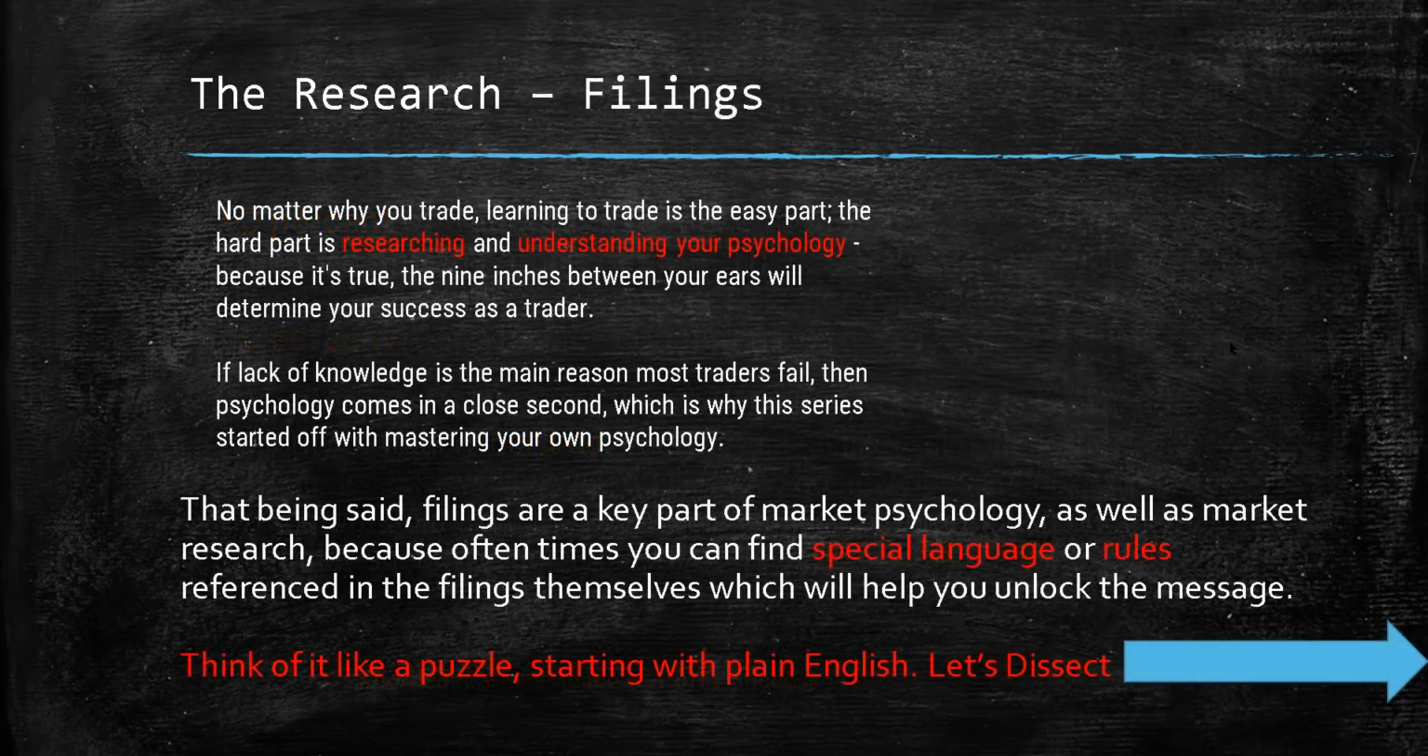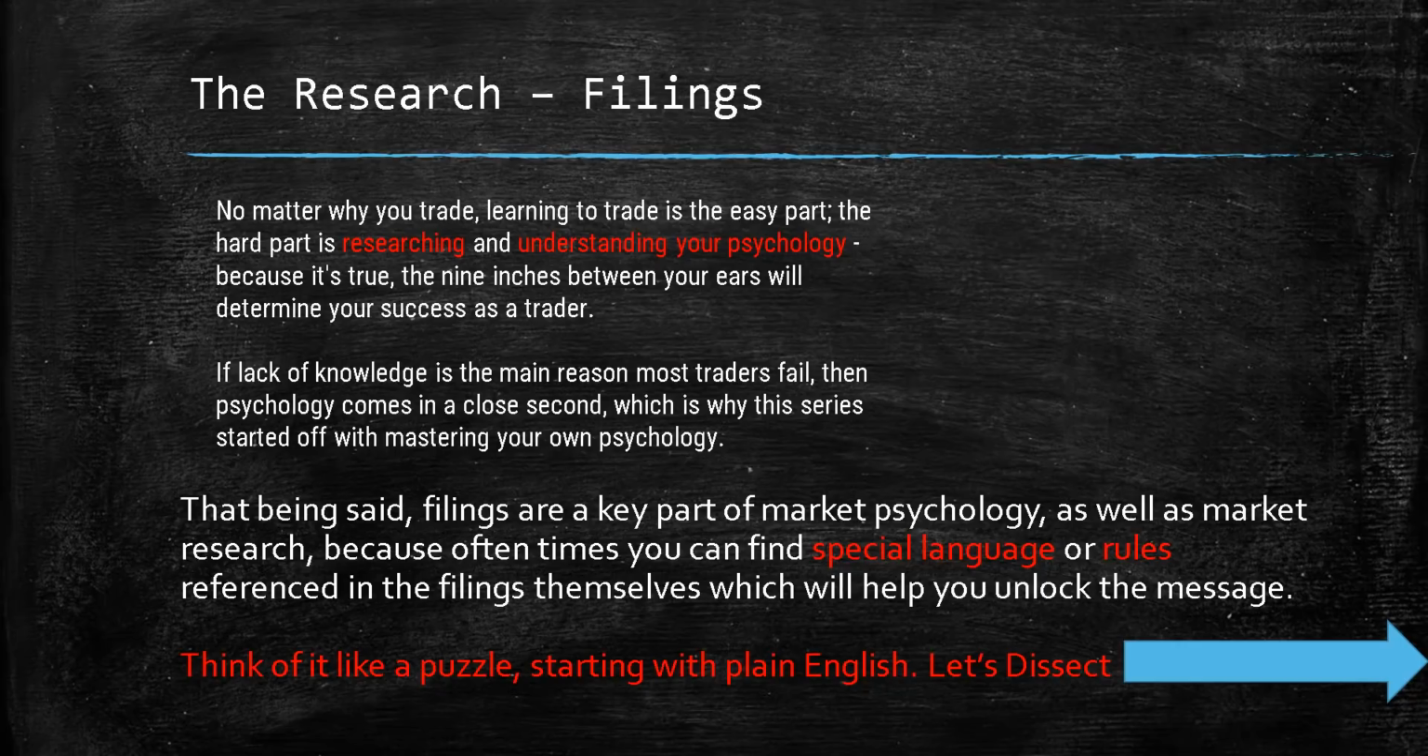So, to the filings. Learning to trade is the easy part. I mean, anyone can put money in the market and hit the sell and the buy button. That's the easy part. It's the researching and understanding the psychology behind the decisions you make that's hard. So keep in mind, the nine inches between your ears will determine your success as a trader. That's your brain. So if lack of knowledge is the main reason most traders fail, then psychology comes in a close second, which is exactly why this series started off with mastering your own psychology, which again, I will link above if you haven't seen that yet.